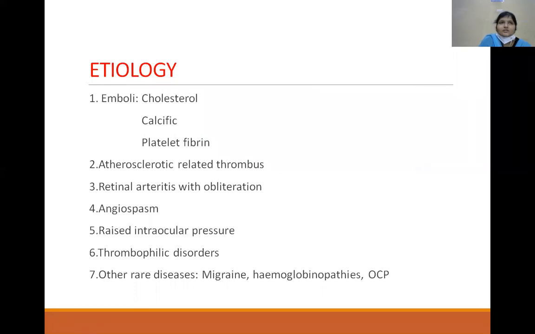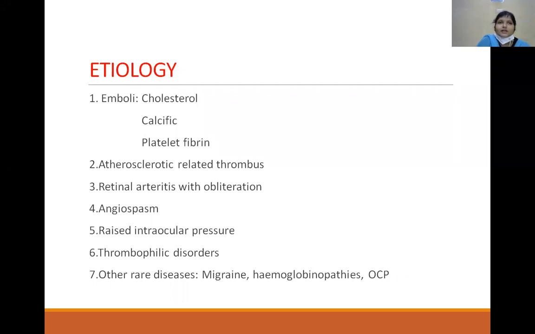These are seen in diseases like giant cell arteritis, polyarteritis nodosa, and SLE. In all these cases there is arteritis, so inflammation of the artery is present, leading to emboli or thrombus formation. Next is angiospasm, which is also a very rare cause of retinal artery occlusion. Then raised intraocular pressure: in conditions where IOP is raised, it causes pressure on the artery, leading to occlusion of the vessels.